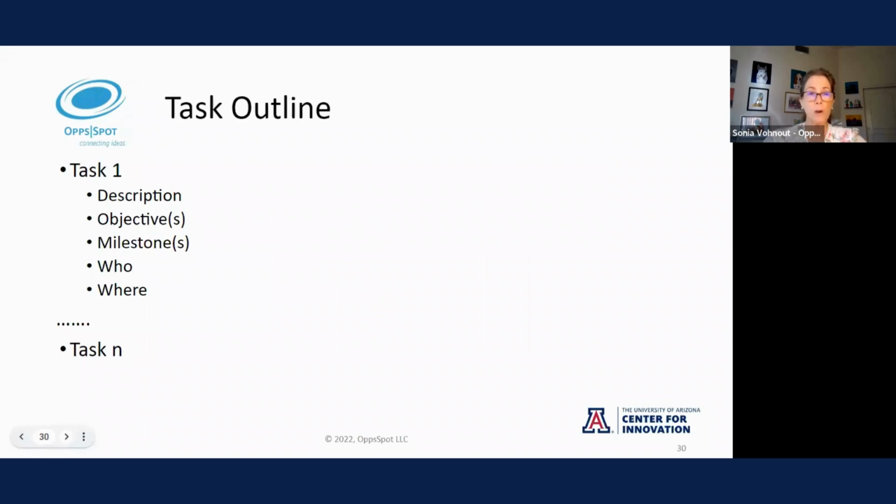On the work plan, what I recommend is, as you describe each of these tasks, describe the task, what objectives it's satisfying or addressing, what milestones, the who, the where. The description basically is the gut and the meat of this. It's not going to be a one-liner. It could possibly be substantial.